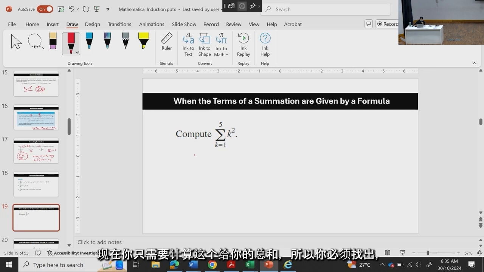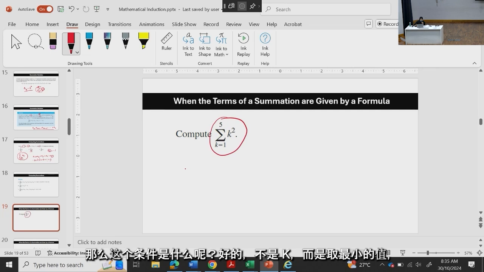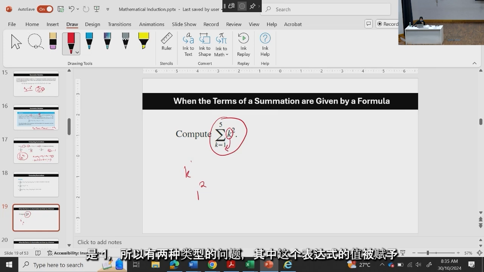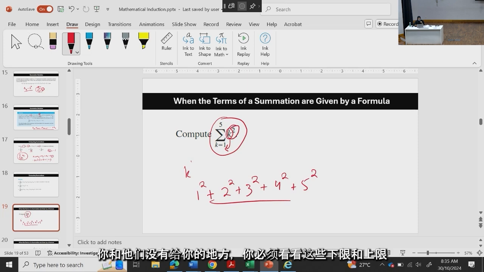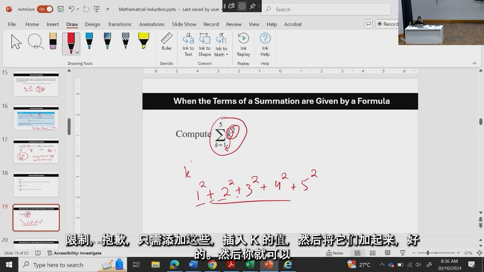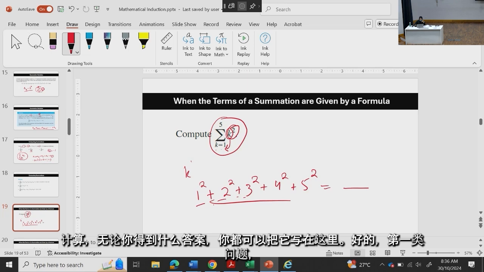For example here, only this summation is given to you, so you have to find out what the terms will be. Instead of k, you will take the smallest value, which is 1. So there are two types of questions: where the values for this expression are given to you and where they are not given to you. There you have to look at the lower limit and upper limit, plug in the value of k, and then add them up. Then you can compute, and whatever answer you get, you can write it over here.